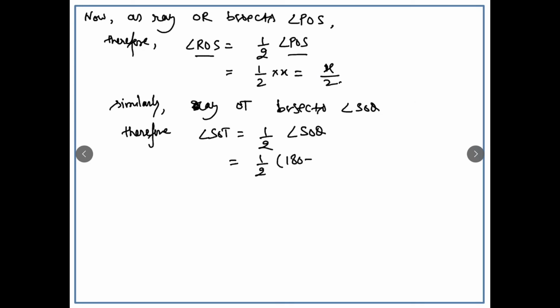1 by 2 into 180 degree minus x. When you multiply, inside it will be 180 by 2 which is 90, and this will be x by 2. Okay, in the question we are asked to find the value of ROT.